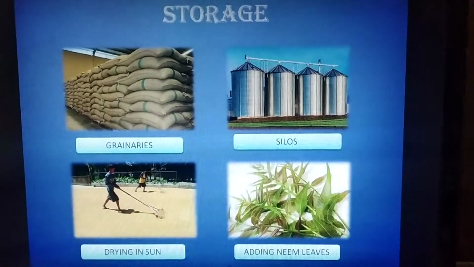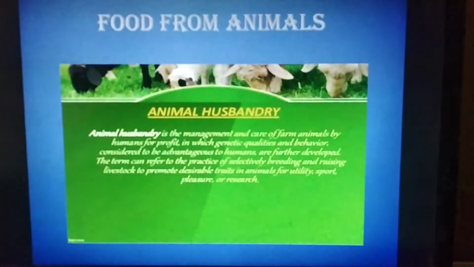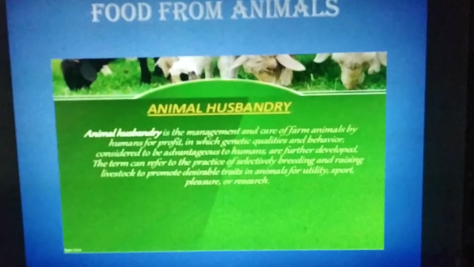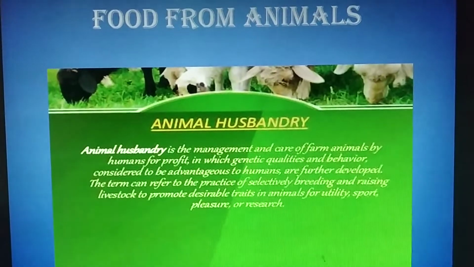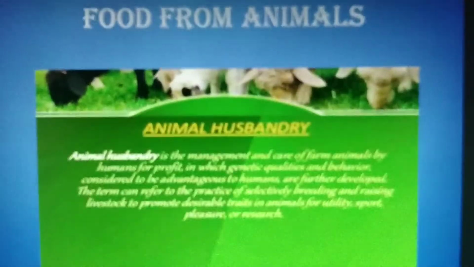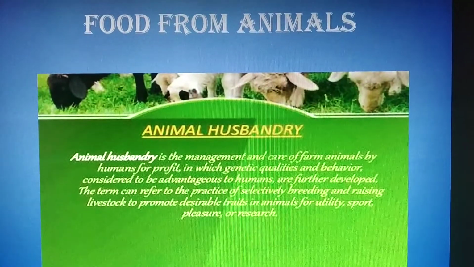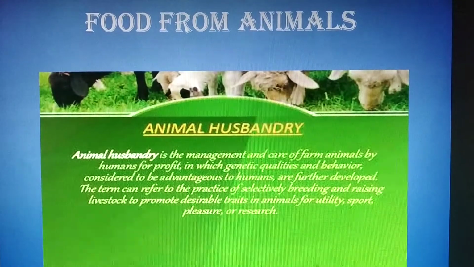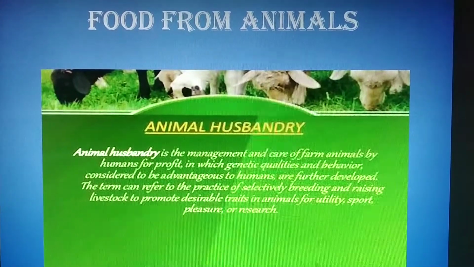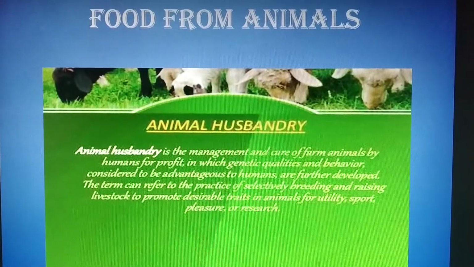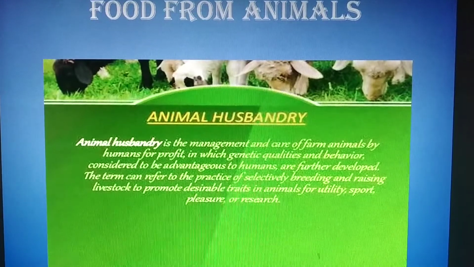So students, the last topic is food from animals. As you know, we get so many food items from animals like milk, egg, fish, and different kinds of food. Many people living in coastal areas consume fish as a major part of their diet. Crop production involves a number of steps like selection of seeds, sowing, etc. Similarly, animals reared at home have to be provided with proper food, shelter, and care. When it is done on a large scale, that is called animal husbandry.